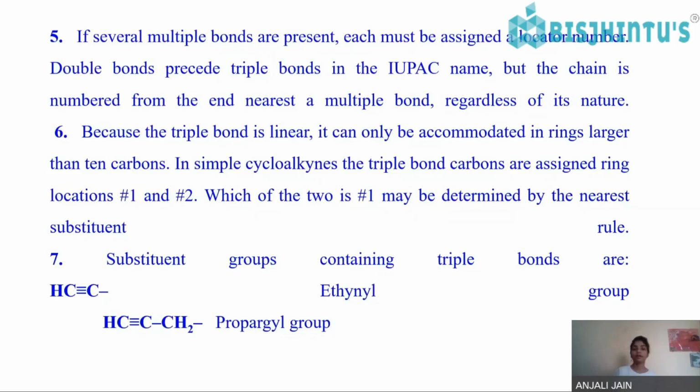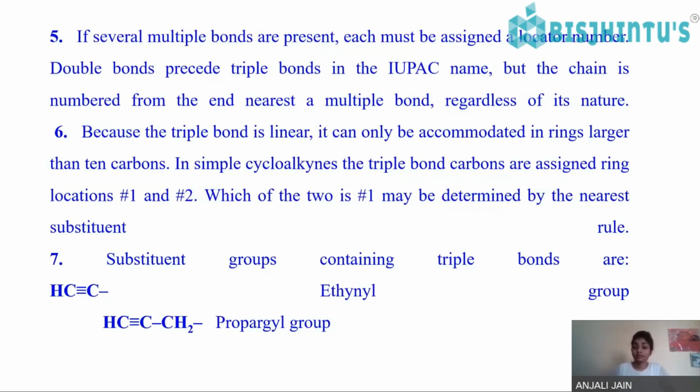Because the triple bond is linear, we know that the hybridization is sp with linear geometry and a 180-degree bond angle. So the triple bond is linear with sp hybridization. It can only be accommodated in rings larger than 10 carbons. So how can it be accommodated? Only in rings larger than 10 carbons. In simple cycloalkynes, the triple bond carbons are assigned ring locations 1 and 2, and which of the two is 1 may be determined by the nearest substituent rule.